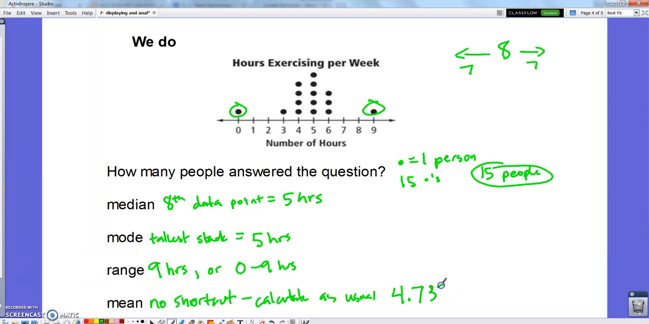Or I can do 4.73, whatever. So a little less than 5 is the mean. That's it. That's a line plot, and that's how you calculate statistics from your line plot.